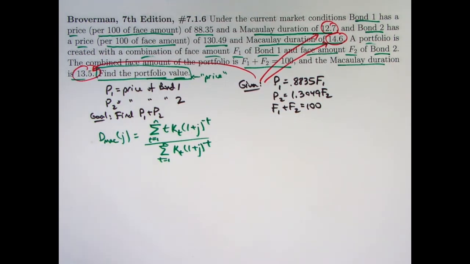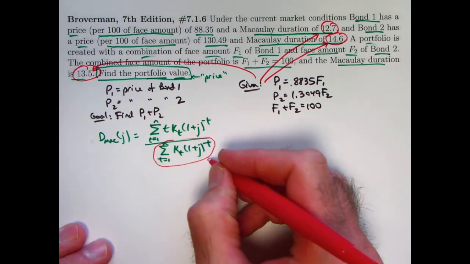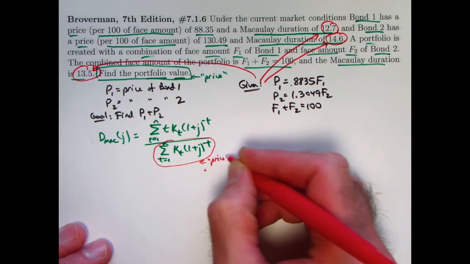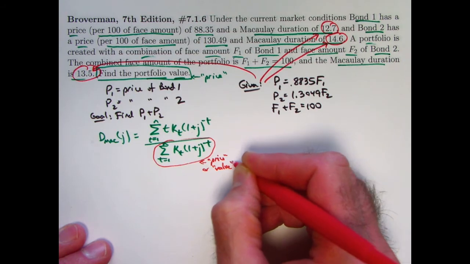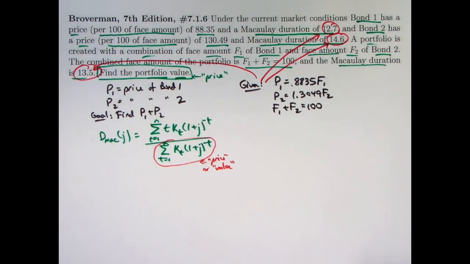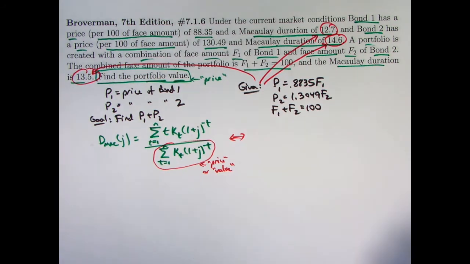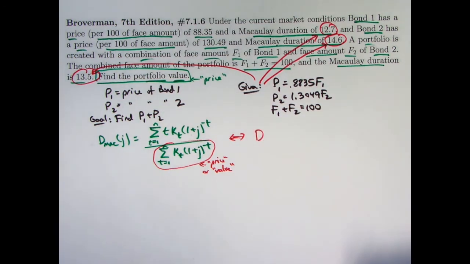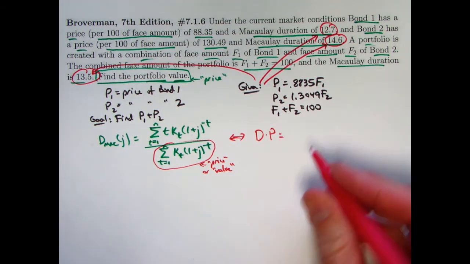As we've seen in recent videos, this denominator is really the same as the price or value of the bond. This equation, of course, could be rewritten by multiplying both sides by that price. Let me go ahead and do that and say that it's equivalent to saying the Macaulay duration, which I'll just denote by D, times the price equals the summation that you see.